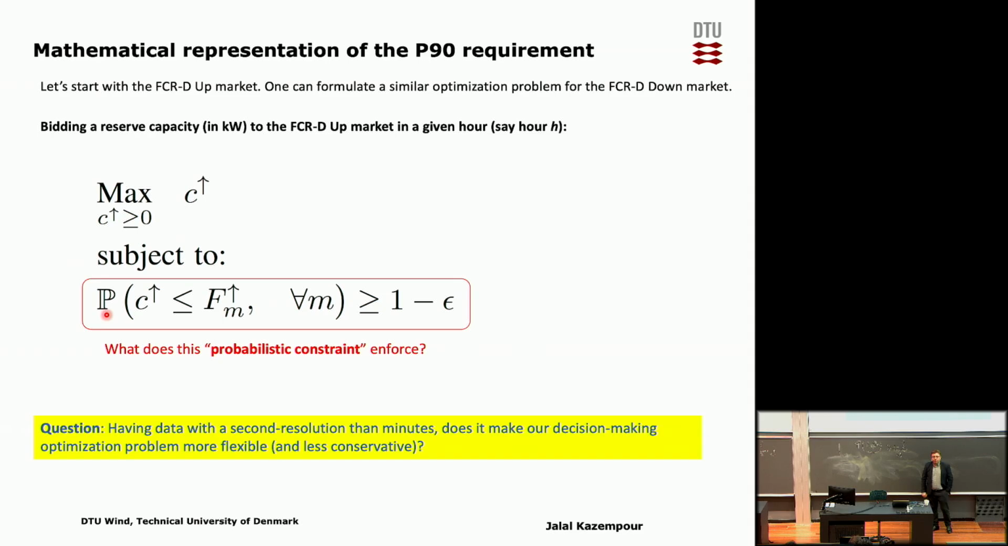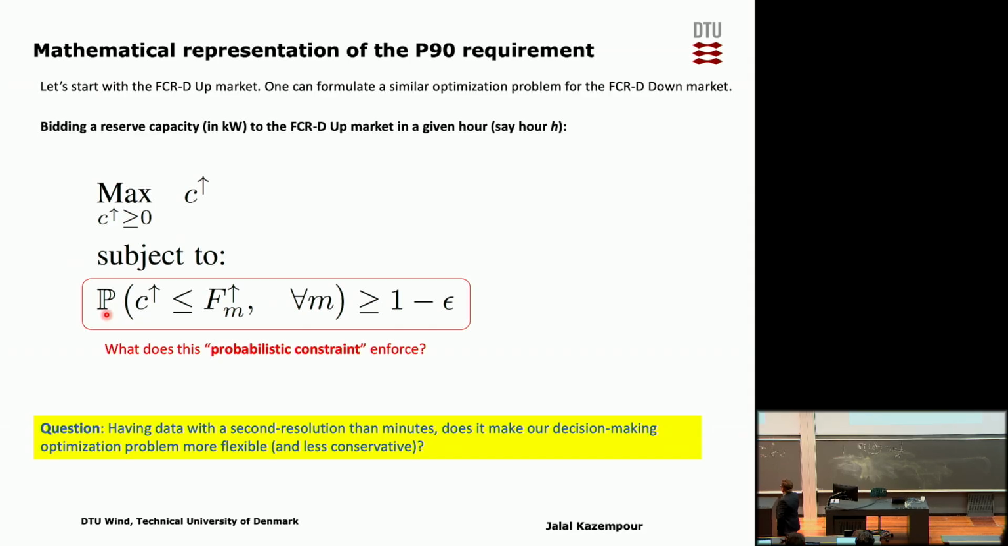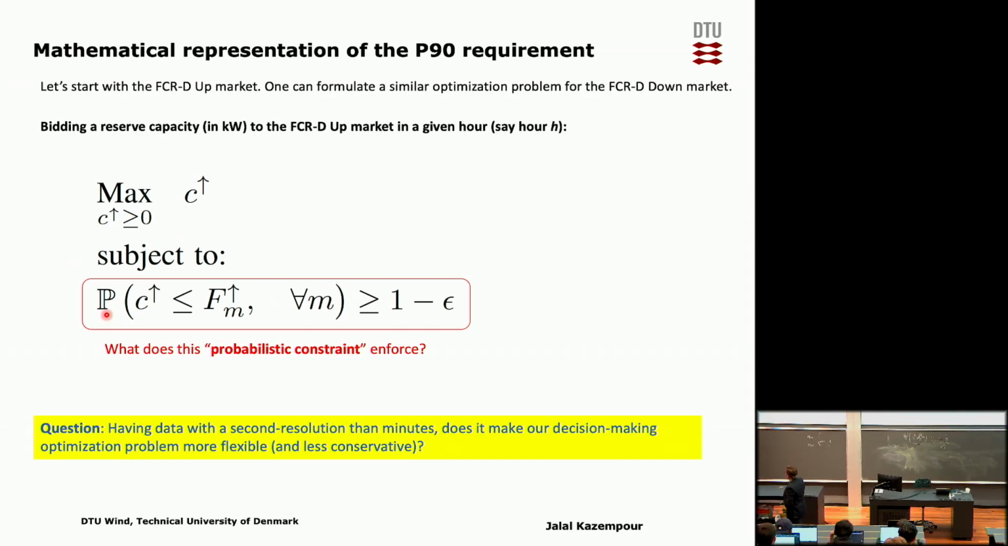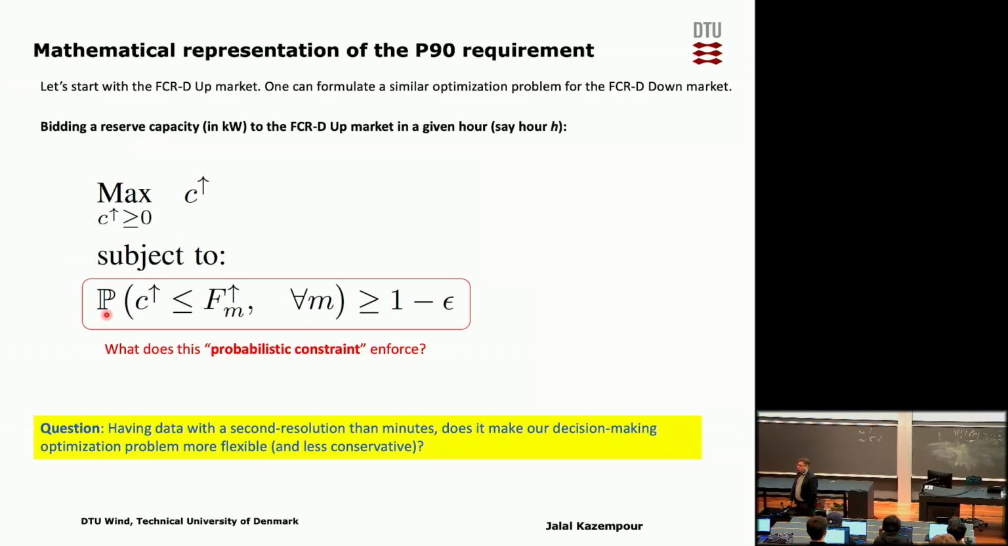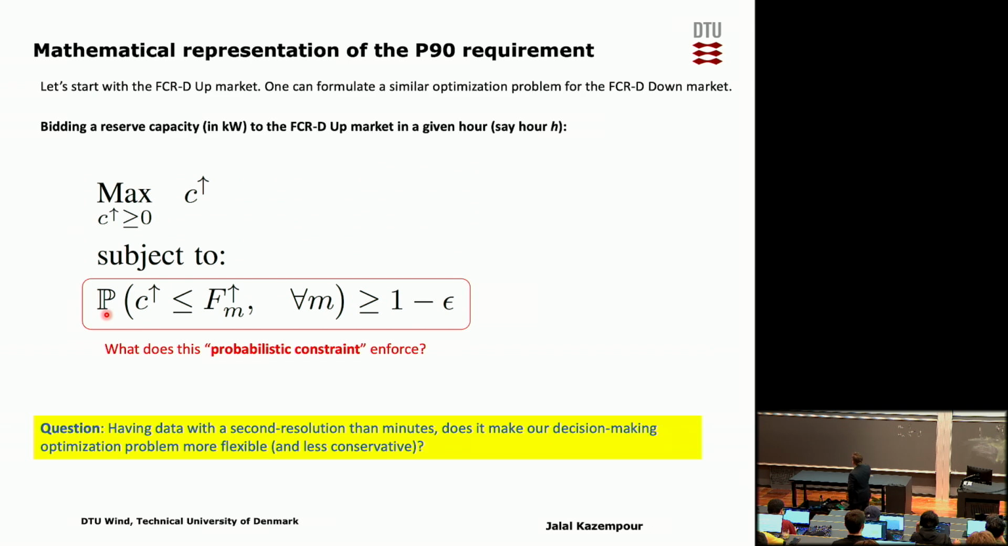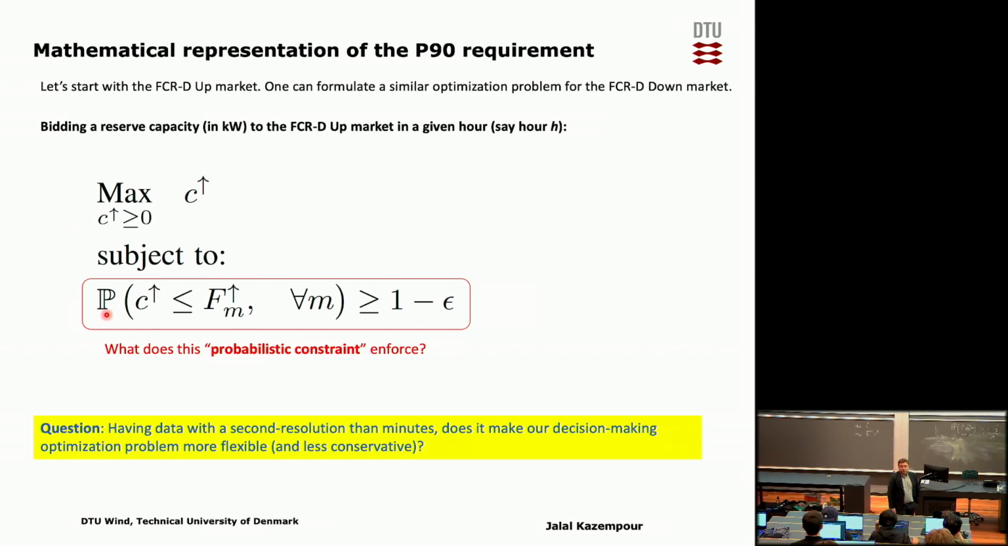Are you following me so far? Good. So here I put the minute level data because of the data availability I have. But if I had a chance to have second level data, with second resolution, does it make our decision-making optimization problem more flexible, where more flexible means less conservative, or more conservative?